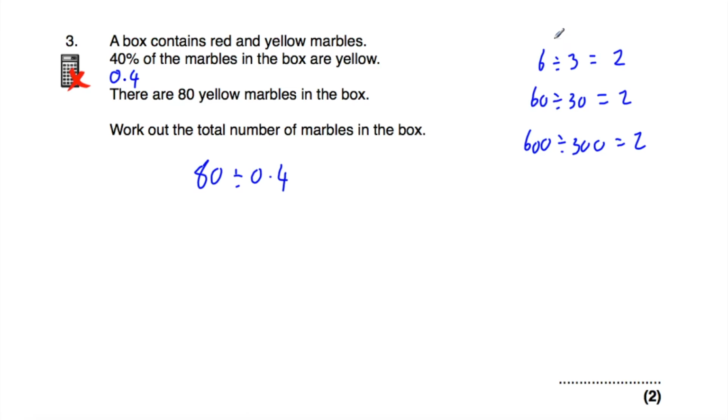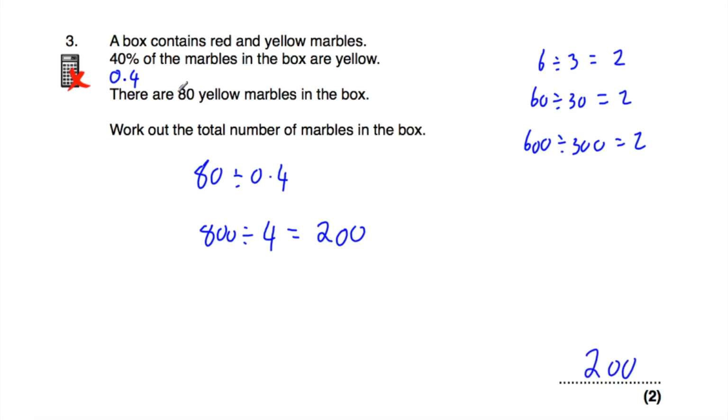So if you multiply both the number you're dividing and the number you're dividing by, both by 10 or 100 and so on, you're still going to get the same answer. So here, if we had 80 divided by 0.4, we can times both of these by 10 to get 800 divided by 4, and when we do that division, we'll get the same answer. And 800 divided by 4 will be equal to 200. So that means that there were 200 marbles in the box to begin with.